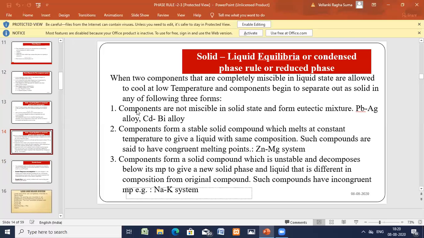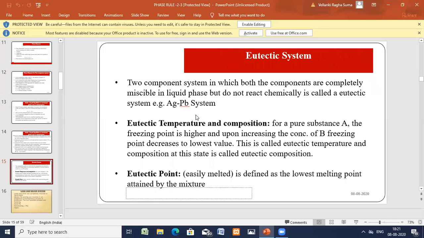In a eutectic mixture, two components are completely miscible, and on cooling the components separate out as a solid. That solid has components that are not miscible in the solid state, but they form the eutectic mixture.